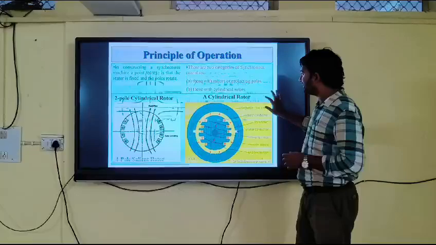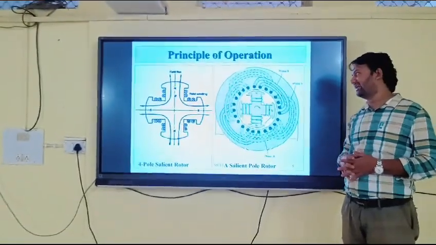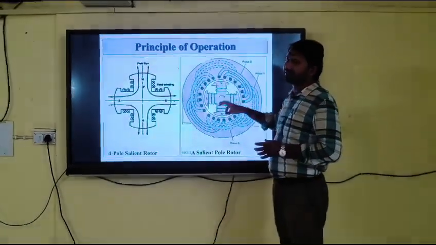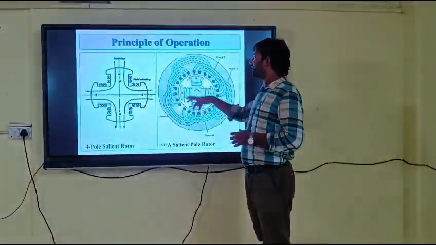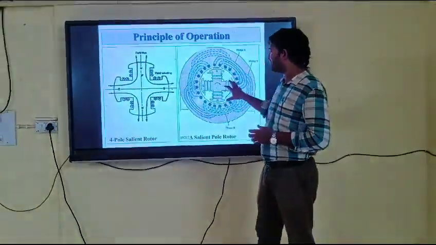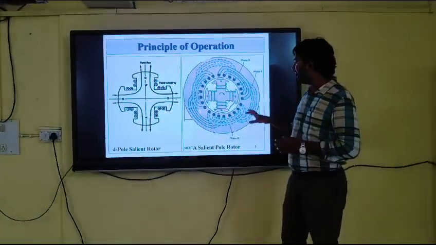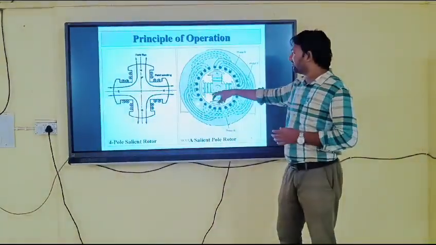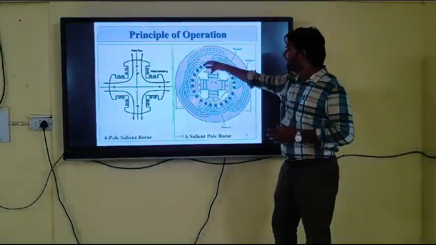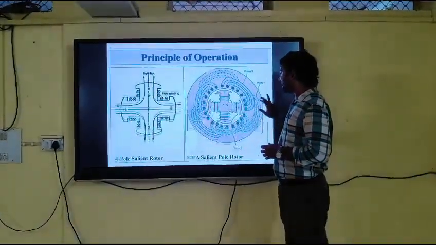In the next slide, this is another type of alternator, which is called the salient pole type alternator. In the salient pole type alternator, the center of the rotor consists of field poles, and the stator consists of armature conductors. From this diagram we can see that this is a 4-pole salient rotor. In a salient pole machine, the field winding is wound over the poles, and the armature winding is wound over the armature conductors. We will go to the next slide.